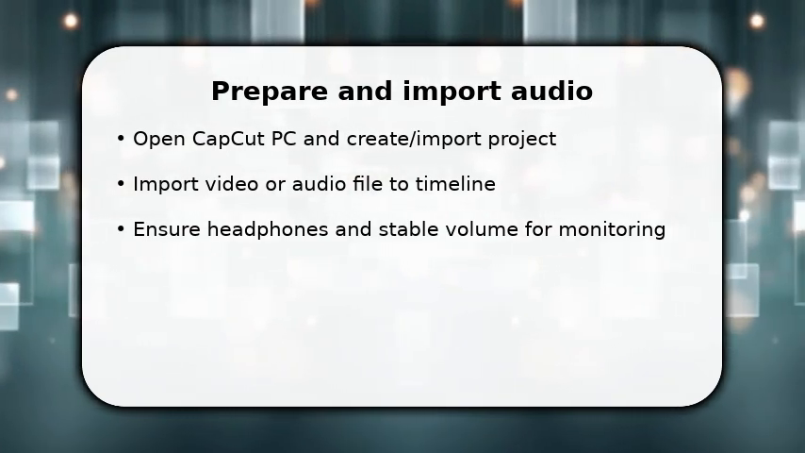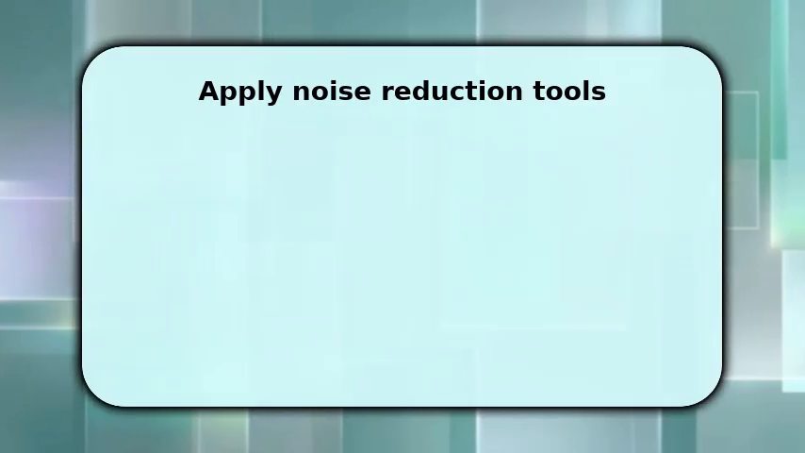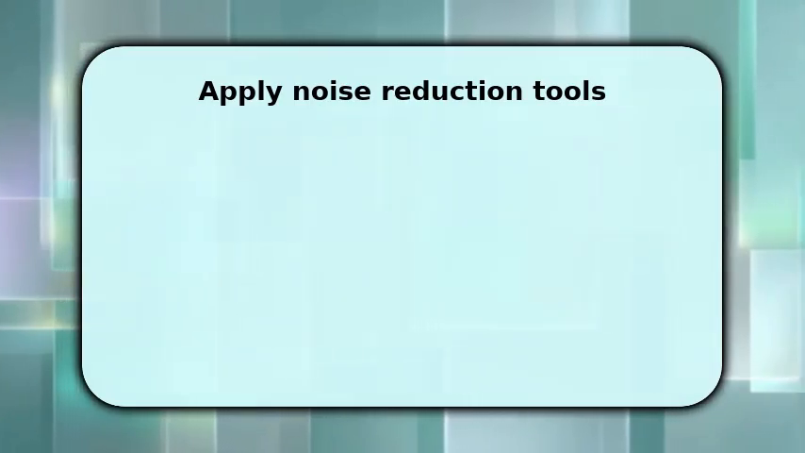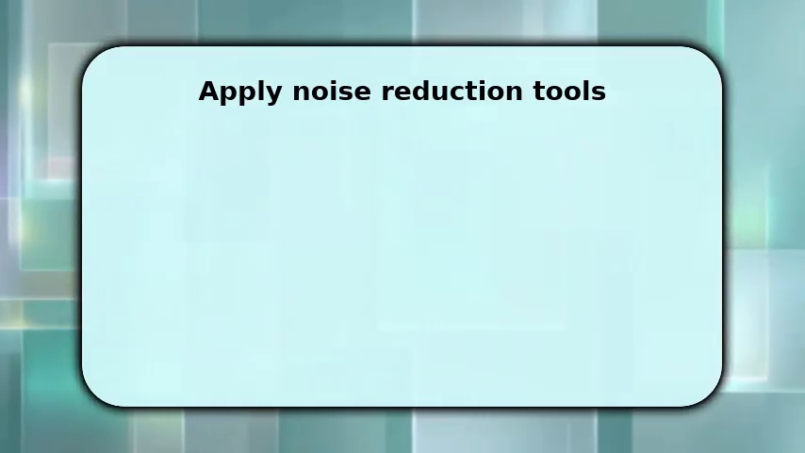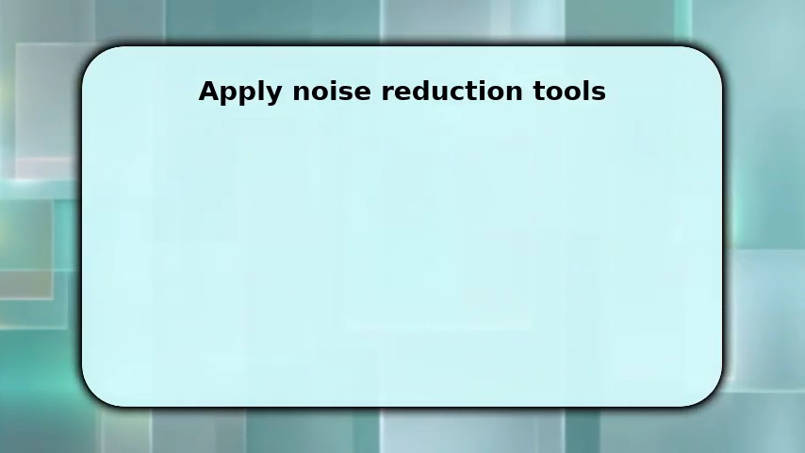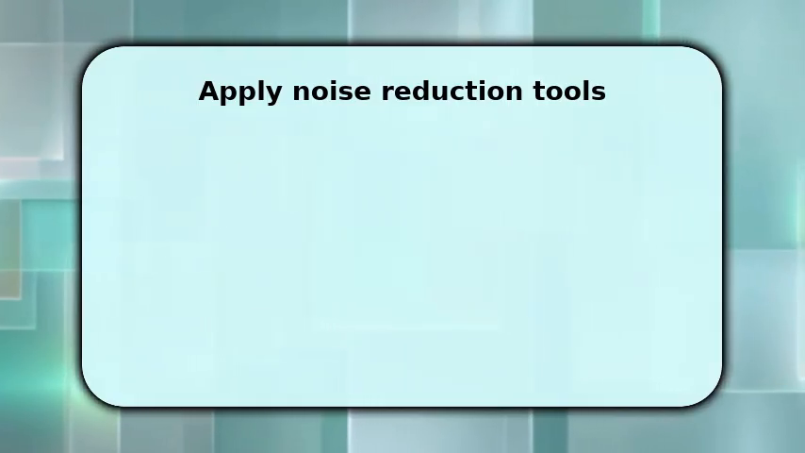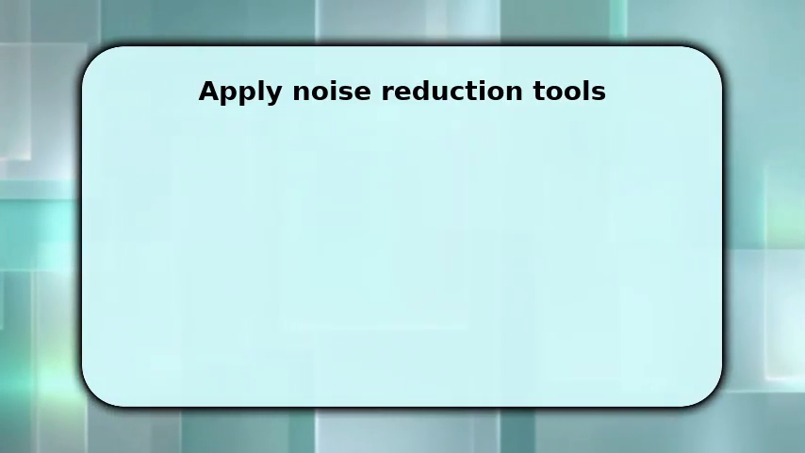Now apply Capcut's noise reduction from the audio panel. Choose a moderate starting value like 20 to 40% so you don't overprocess. You'll listen and increase in small increments until background hiss fades without making voices muffled.